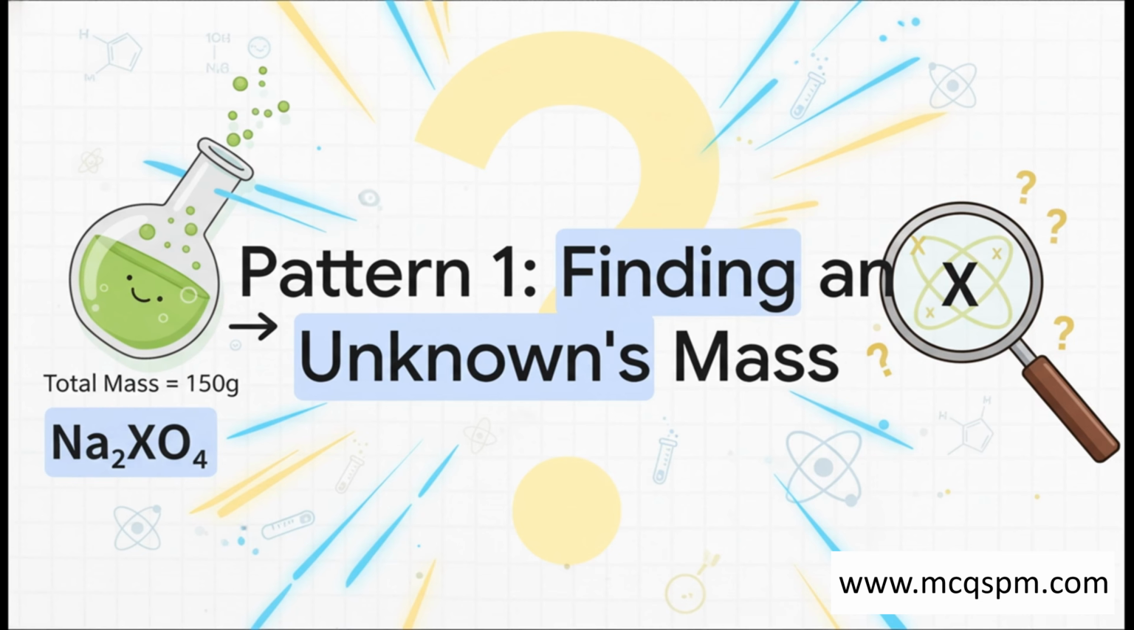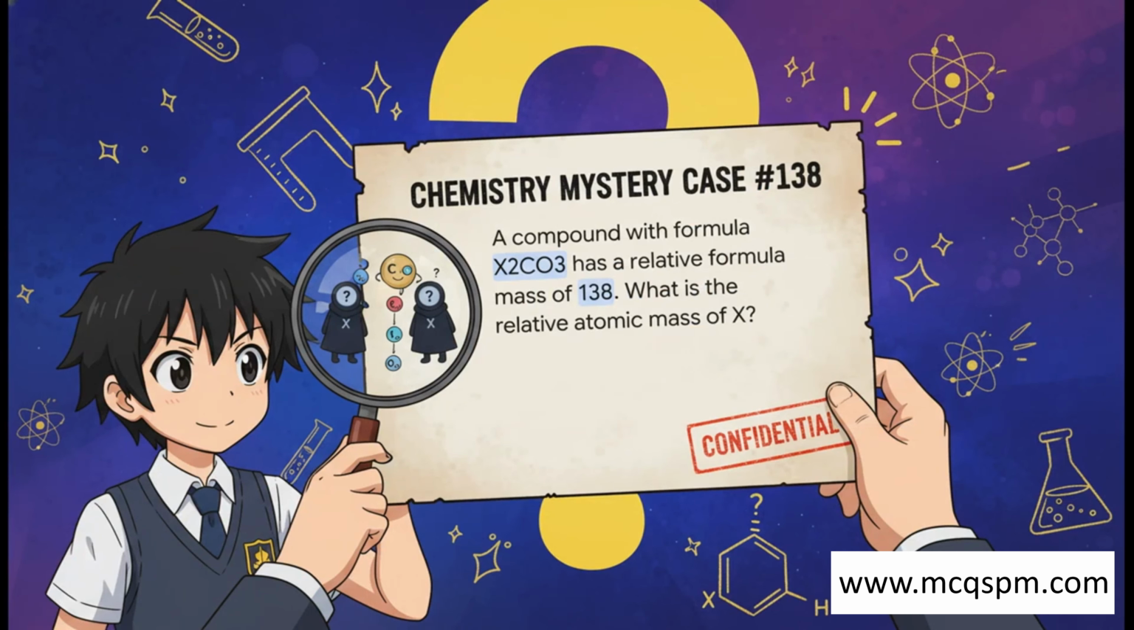So the setup is this. You get a compound's formula and its total mass, but one of the elements is just labeled X. Your job is to figure out the mass of X. Check this out, a perfect example straight from a past paper. We've got the formula, X2CO3, and the total mass, 138. We already know the mass of carbon and oxygen, right? The only mystery is X. See what's happening here? It's just a simple algebra problem wearing a chemistry costume.